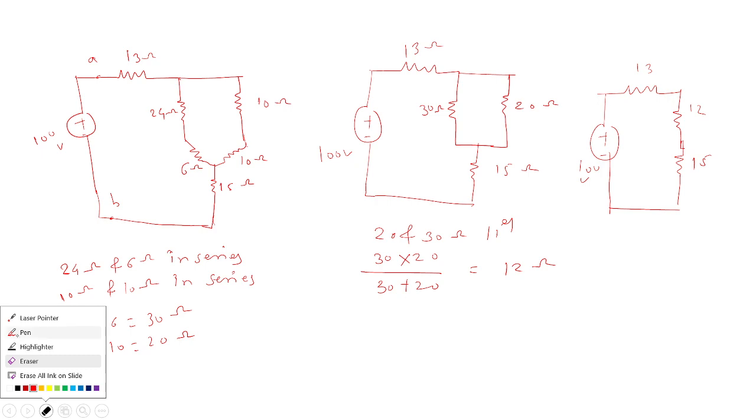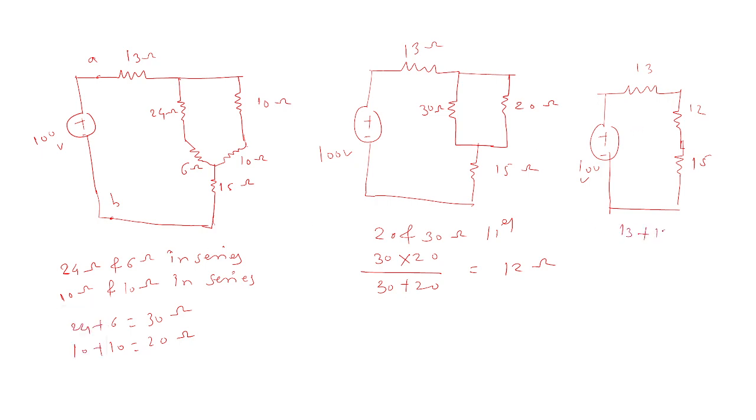Okay, so now 13 plus 12 plus 15, that is your RAB. Because 13 ohm, 12 ohm and 15 ohm are connected in series, so it will be 40 ohm. So first thing that we have found, that is RAB 40 ohm. Now we need to find I. I is equal to V divided by RAB. So voltage is 100, RAB is 40. So I is equal to how much?